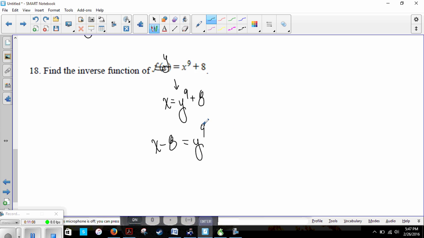Well, how do you undo a 9th power? The same way you undo a second or a third. If it was squared, we'd take a square root. If it was to the 3rd power, we'd take the 3rd root. In this case, we will take the 9th root. And so I have the 9th root. This little index over here tells us what root we're taking of x minus 8 equal to y.